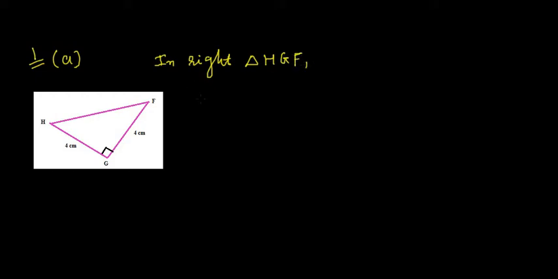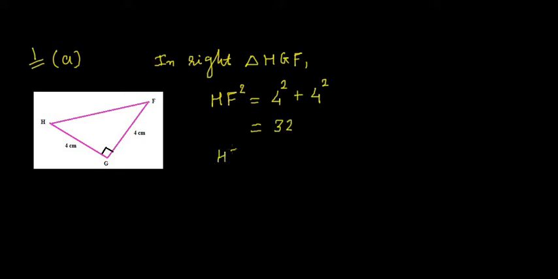by Pythagoras theorem we are having HF square. HF square means hypotenuse square is equal to sum of the squares of other two sides, that are 4 square and 4 square over here. So this sum is going to be 32. So HF squared value I got 32.